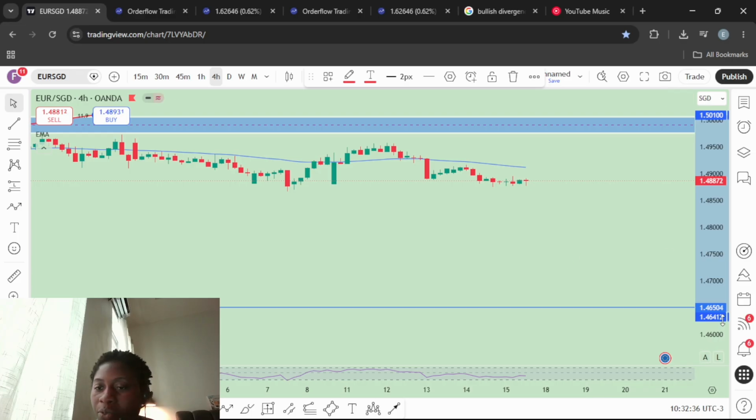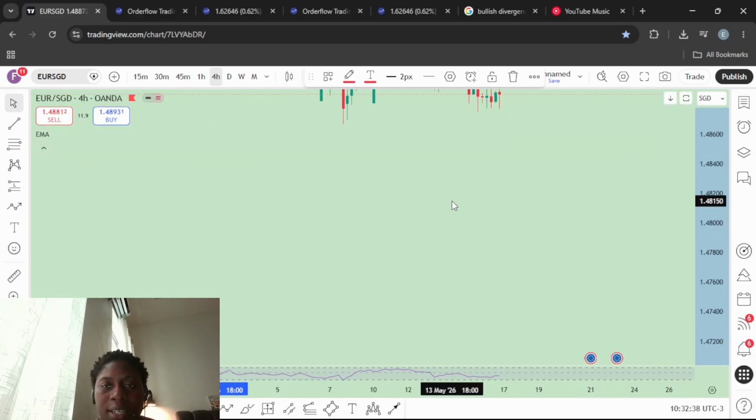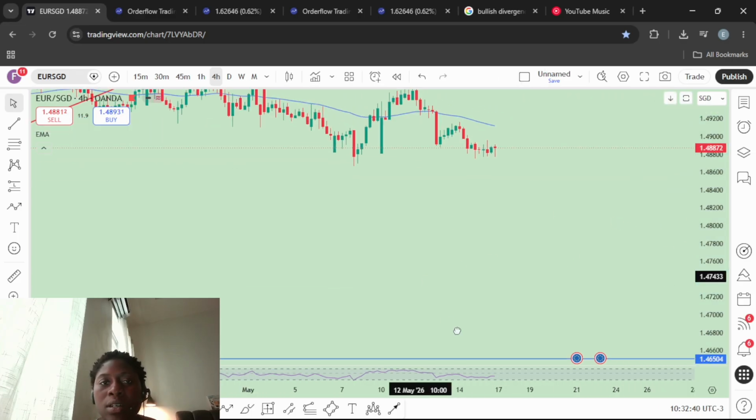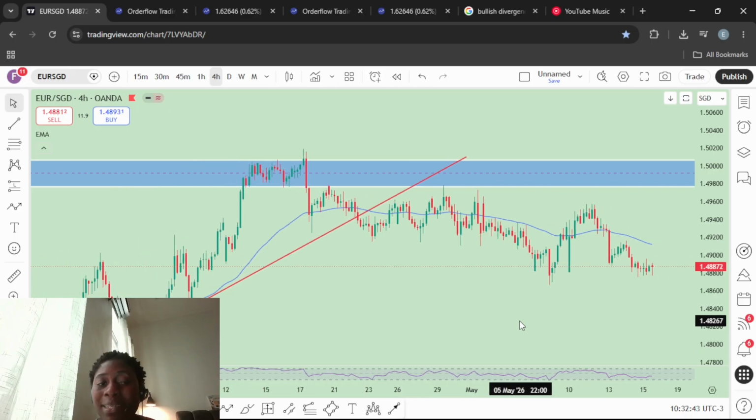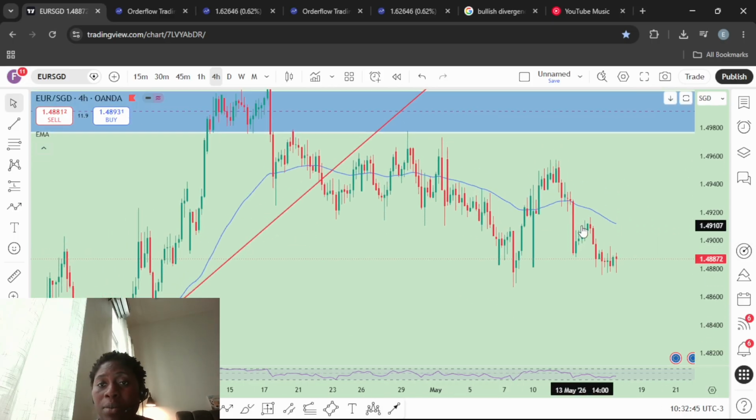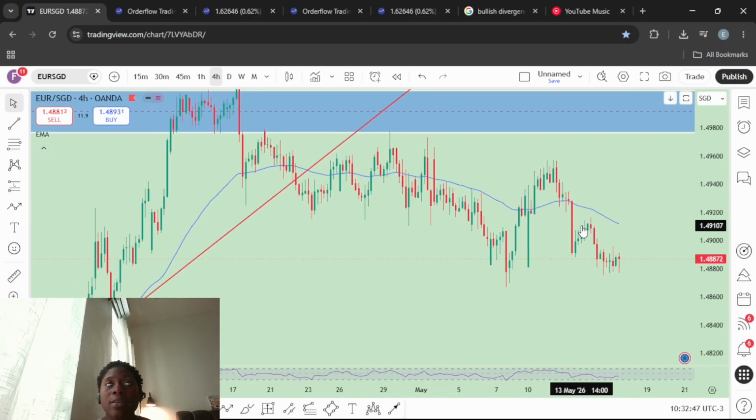So, let's go to the four hour time frame. Like I said, since I got my signal from the weekly time frame, I have to go to the daily time frame to get the execution, and the 4 hour to look for entries. The only reason I'll be going to 15 minutes or 30 minutes is to get a clearer picture of the tiny details that have been missed on the 4 hour.